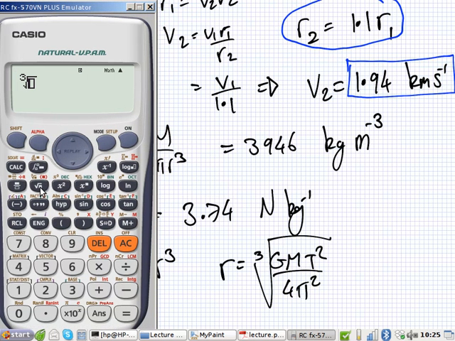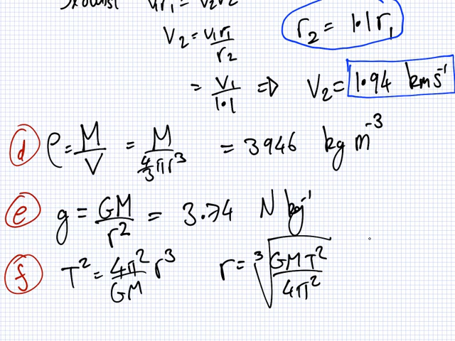Cube root of 6.67 times 10 to the power of minus 11 times the mass, 6.44 times 10 to the power of 23, times T squared, all over 4 pi squared. Is that right? GMT squared over 4 pi squared, cube root.